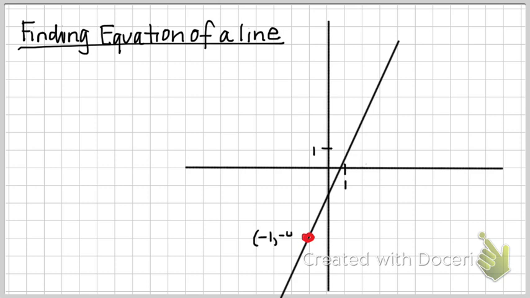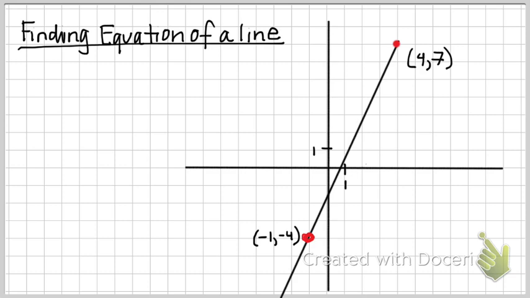And then, where else have I got one? It looks like I've got one maybe here, and that's at 4, 7. And that's it. Once you've got 2 points, you can find a line, right?